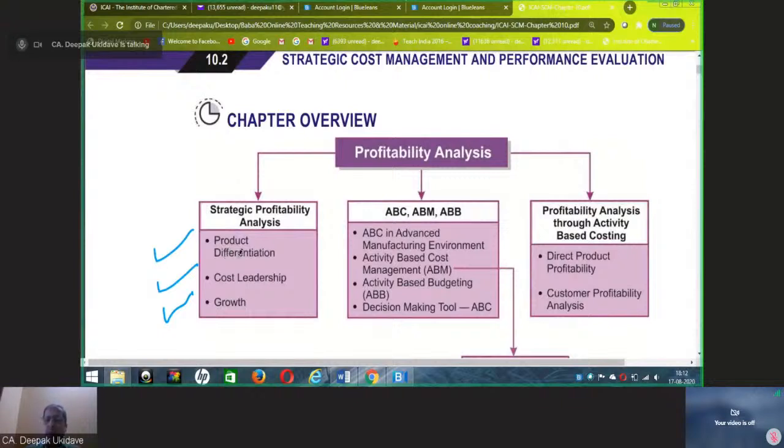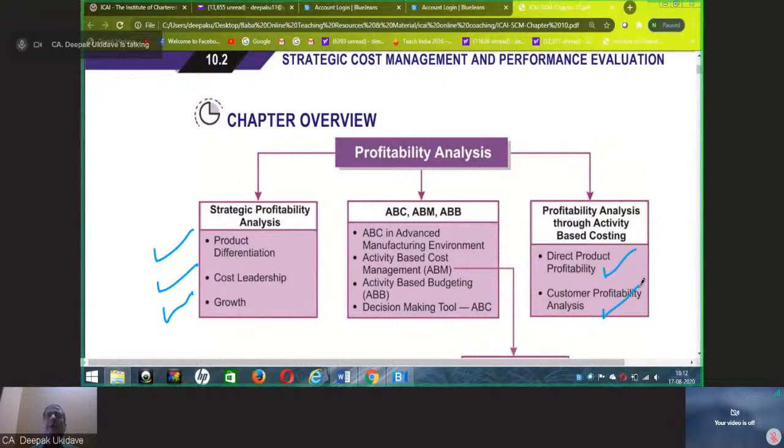We also understand profitability analysis through activity-based costing. So see on the right hand side, we have direct product profitability, DPP. We will prepare a statement called direct product profitability statement, and customer profitability analysis. See the change, the paradigm shift in the approach of the management.